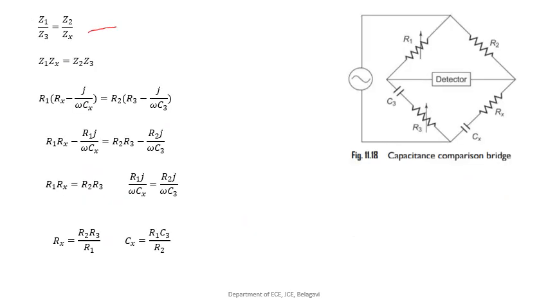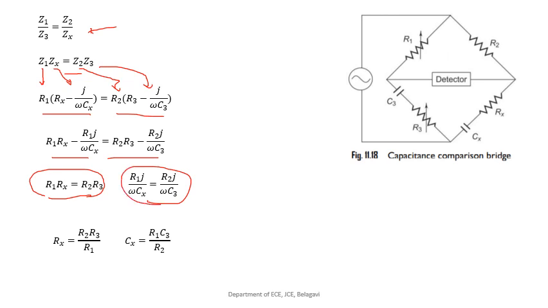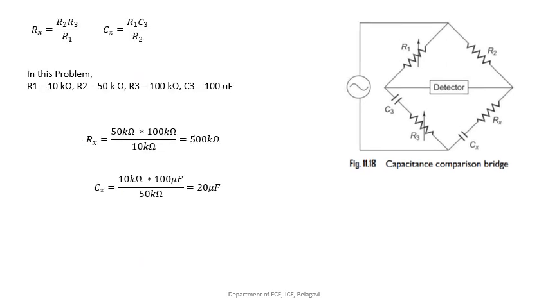So here it is. Same way, you have Z1 by Z3 is equal to Z2 by Zx. Cross multiply, then substitute the values. Z1 is R1, Zx is Rx minus j divided by omega Cx, Z2 is R2, and Z3 is this. Then cross multiply, sorry, simplify this. This is the real part equated, this is the imaginary part. So you will get these two equations, and then you have to substitute the values.